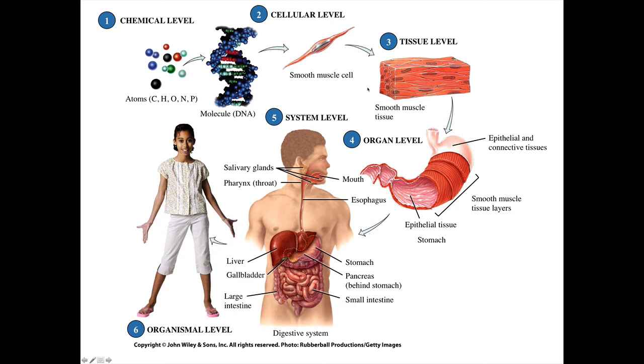So different cells of similar type come together and serve a similar function, and that structure is called a tissue. So a tissue is nothing but a group of cells of similar structure and similar function that are connected in one way or the other. So what you see here at the tissue level is the smooth muscle tissue. So you have smooth muscle fibers that have come together to form a smooth muscle tissue. Now you have muscle tissue.